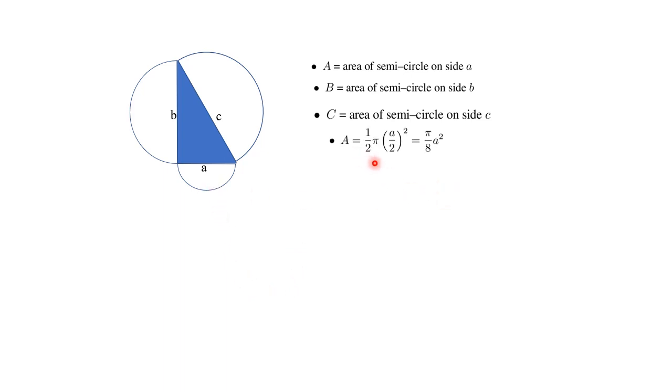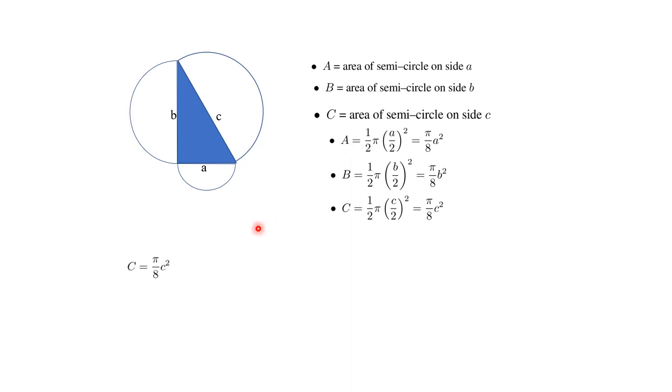It's a half pi radius squared, and the radius is A over 2. So it's pi over 8 times A squared. And similarly for capital B, the area here, it's pi over 8 times B squared. And similarly for this one, it's pi over 8 times C squared. So all of these areas are fixed multiples, the same multiple of the square of the side.